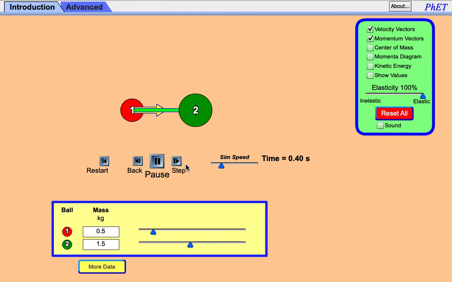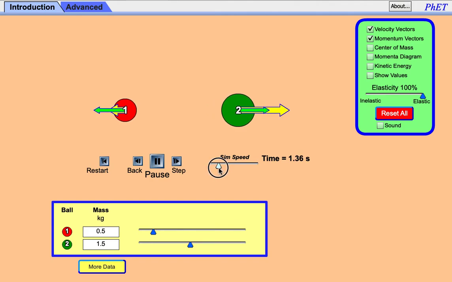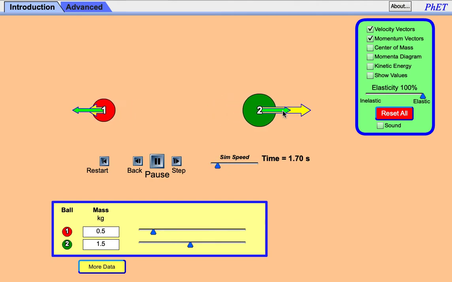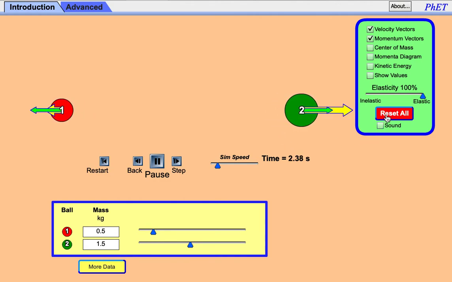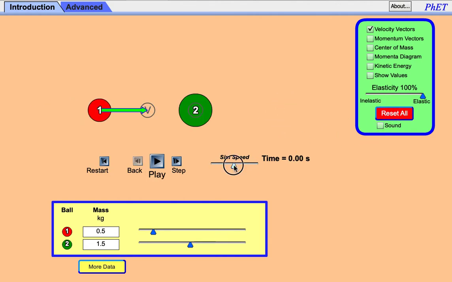They're moving towards each other, and when they collide, you see that they fly off with different velocities in different directions and also different momenta. But there's something that's always going to be true during a collision. Let's redo this one again. The individual velocities and individual momenta for each object can change during a collision, but there's something that is always going to remain the same, and that's the total momentum.